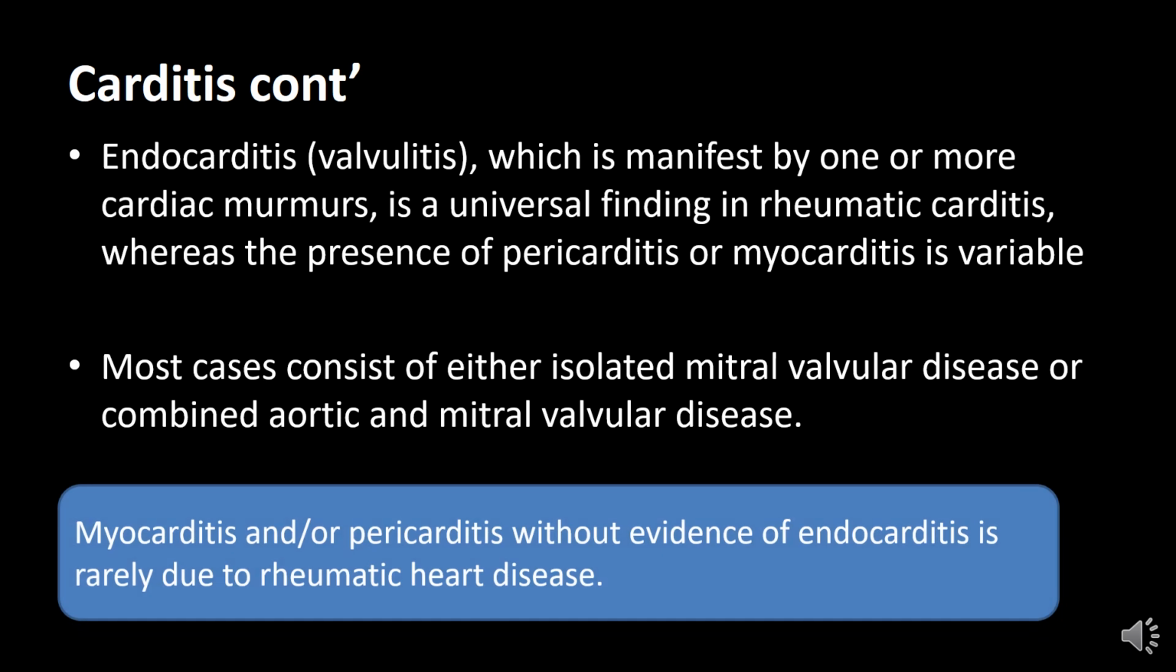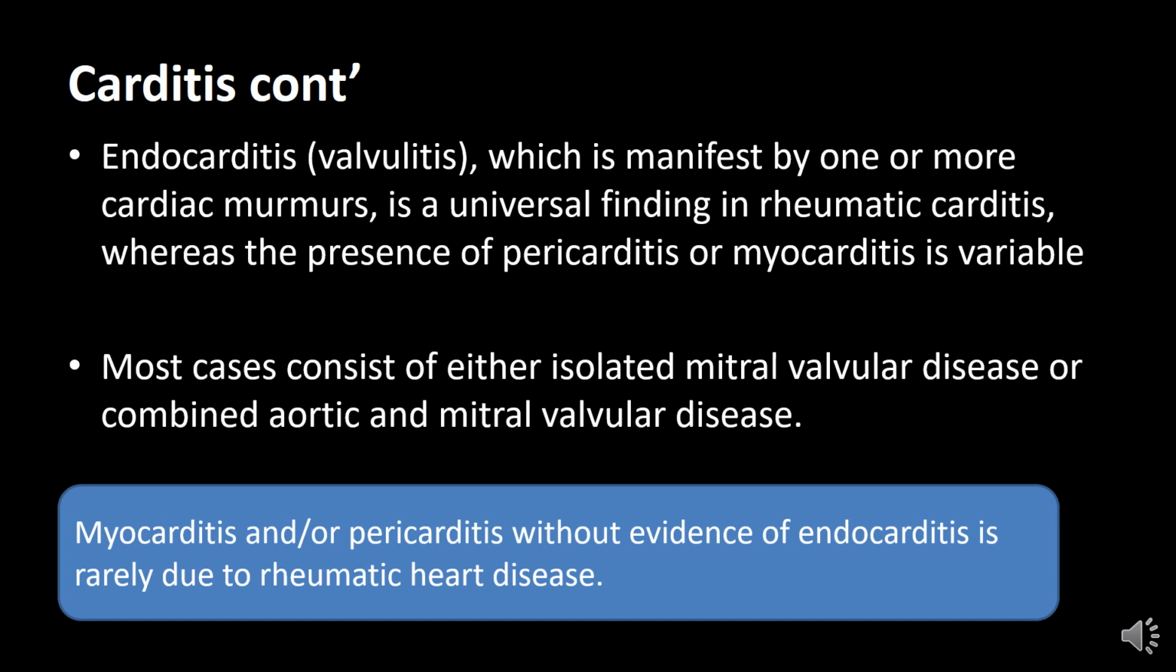Like I said, myocarditis and pericarditis without evidence of endocarditis is rarely due to rheumatic fever. That is what we are saying. Of the pancarditis, the commonest layer will be the endocardium. And how will it manifest commonly? It will manifest by the valvular involvement. Either they will sclerose and become stenosed, or they will not be able to close well, and they will regurgitate. The commonest valve to be affected is the mitral valve, followed by aortic. And it can be only the mitral valve involved or both the mitral valve and the aorta.